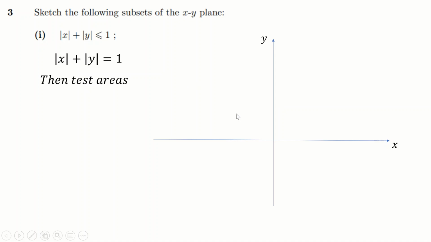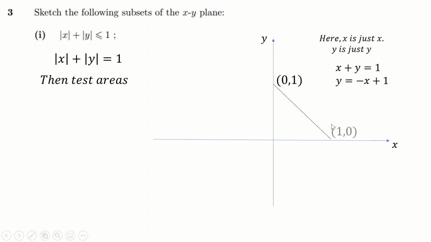And now I've got 4 quadrants here. In this quadrant, x is positive and y is positive. Now, if x and y are positive, these bars may as well not exist, because again, the bars don't do anything when the values are positive. So over here, where x is positive and y is positive, I just have the graph x plus y equals 1. Rearrange, and this is a line with y-intercept of 1 and a gradient of -1, so it looks a bit like that. And that's the point 0, 1, that's the point 1, 0. Because when you put x is 0 in, you get y is 1. When you put x is 1 in, you get y is 0.